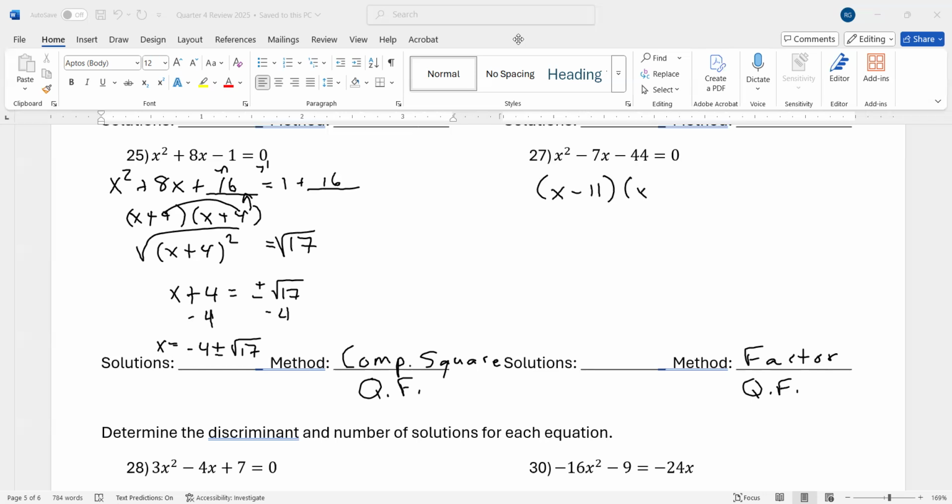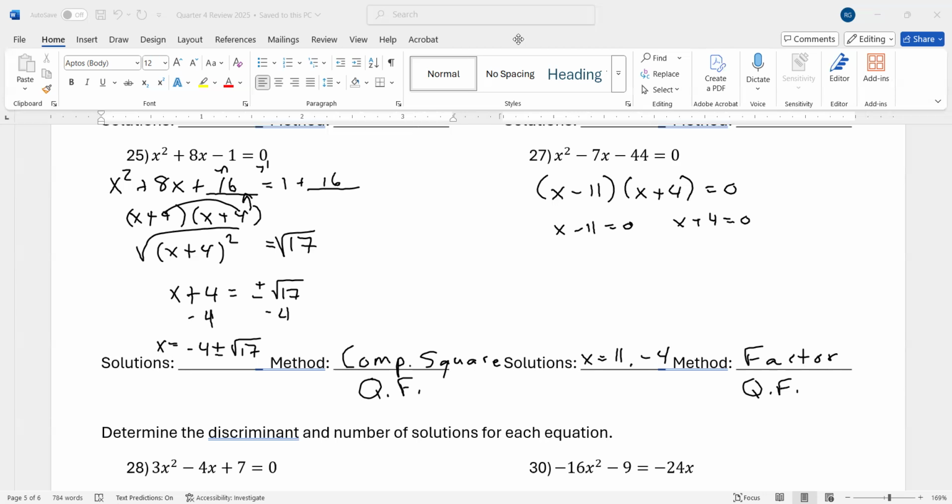X minus 11, x plus 4 equals 0. Then you just set those both equal to 0. Add 11, you get x equals 11. Subtract 4, you get x equals negative 4. There's my two answers. Okay.